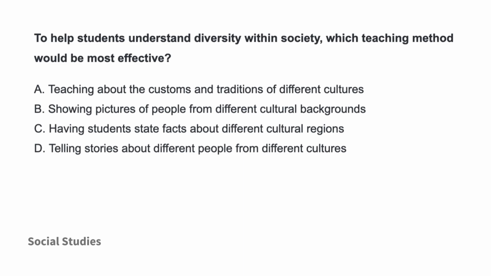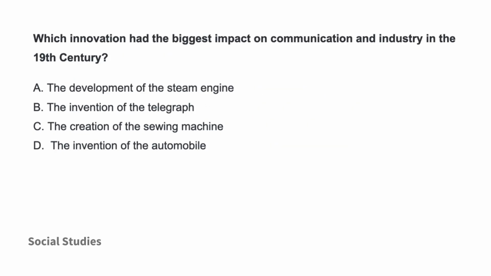To help students understand diversity within society, which teaching method would be most effective? Look at the answers provided down below, pick yours, and come back when you're ready for the answer. The correct solution here is letter A. Next, which innovation had the biggest impact on communication and industry in the 19th century? That would be letter B, the invention of the telegraph.